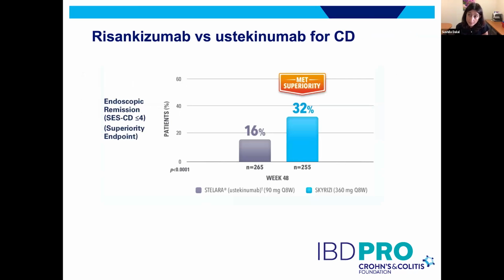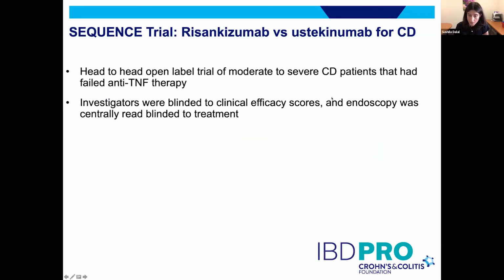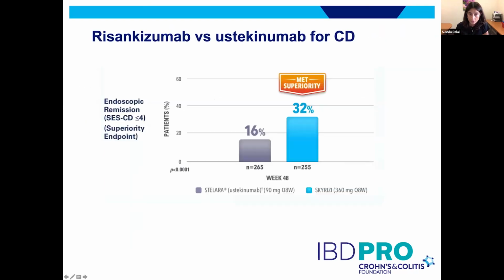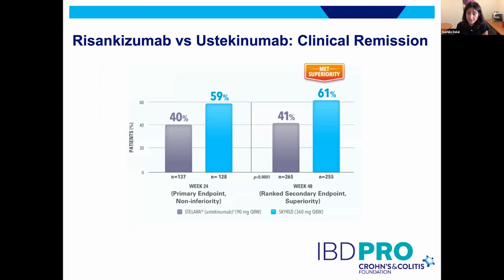Risankizumab did meet superiority over ustekinumab for Crohn's. So this is endoscopic remission at week 48. And this is clinical remission. So it met superiority at week 48.